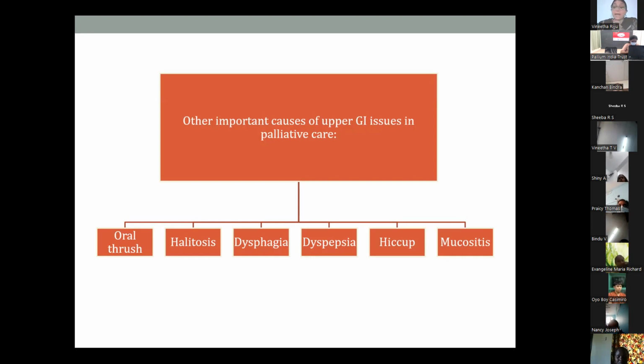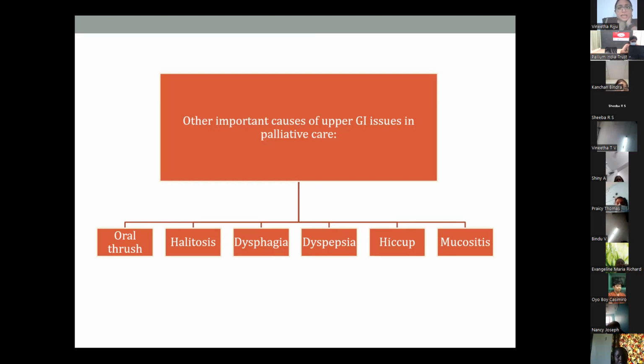Okay, and halitosis. If your patient is not having good oral hygiene, that itself can cause halitosis, bad mouth odor, which can cause nausea and vomiting.